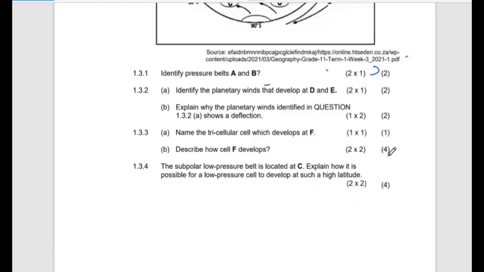Explain why planetary winds identified show a deflection. Why do they show a deflection? Like what I've mentioned earlier, when we were explaining about the deflection, we are saying they are deflected because of the Coriolis effect. Because of Coriolis effect, we tend to find that the winds are deflected to a given direction. And according to Ferrel's law, they are deflected to the left in the southern hemisphere, and they are deflected to the right in the northern hemisphere. So explain basing on the idea of Coriolis effect that causes the winds to deflect in a given direction according to Ferrel's law.